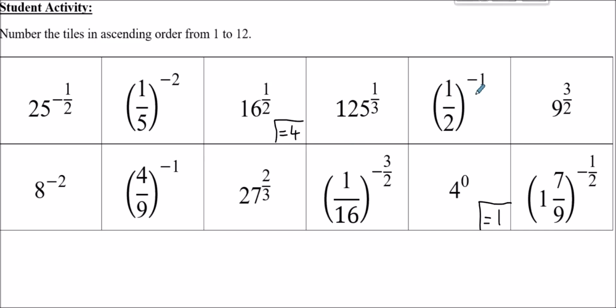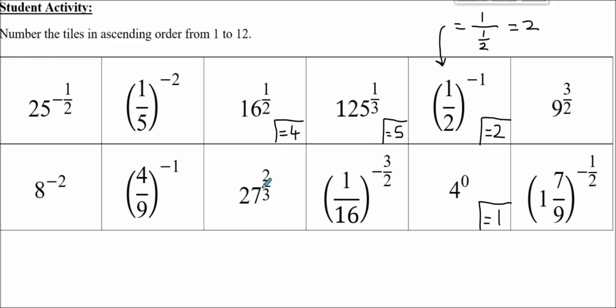A half to the power of minus 1, just picking this up because it's just there, that's going to be the same as 1 over a half to the power of 1. Remember, negative powers is the same as 1 over the positive power. So 1 over a half is the same as 1 divided by a half, which is actually 2. So this one here is equal to 2. 125 to the power 1/3, that's the same as the cube root of 125. The cube root of 125 is 5. So I'm going to write 5 here.